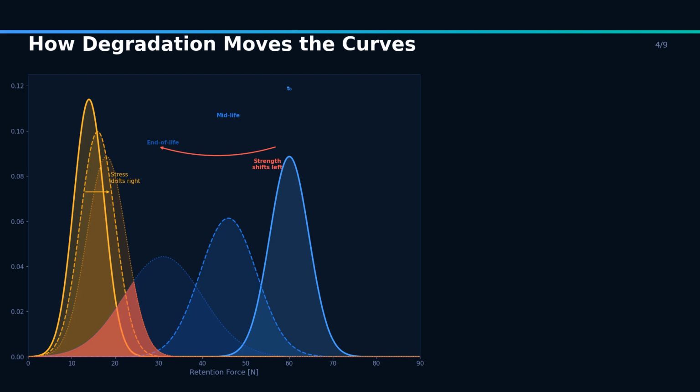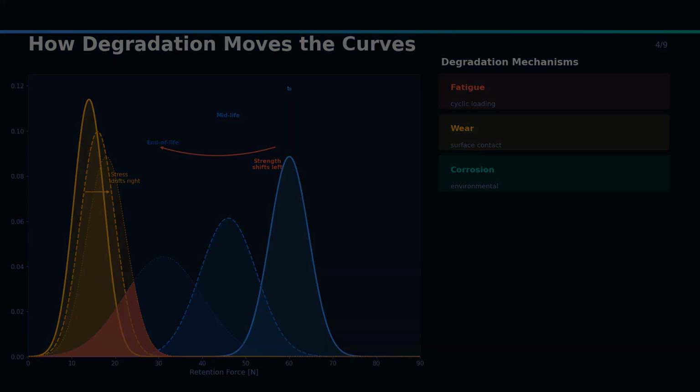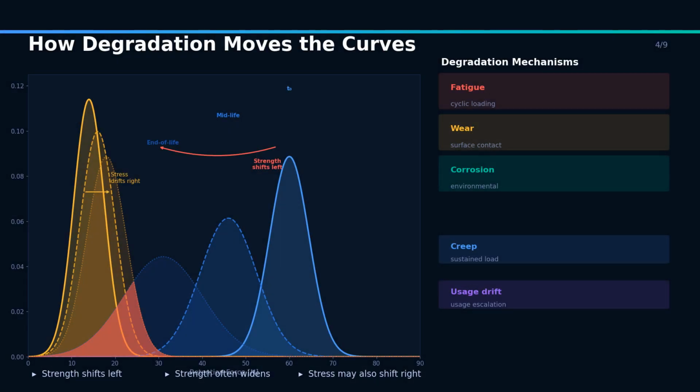SSI is powerful because it captures two things at the same time: separation between the means and variability in both populations. If stress and strength are modeled as independent normal distributions, the reliability index beta is the mean separation divided by the combined standard deviation. That means degradation is not only a shift problem, it is also a scatter problem. Even if the average still looks acceptable, wider variation can drive a large increase in failure probability.